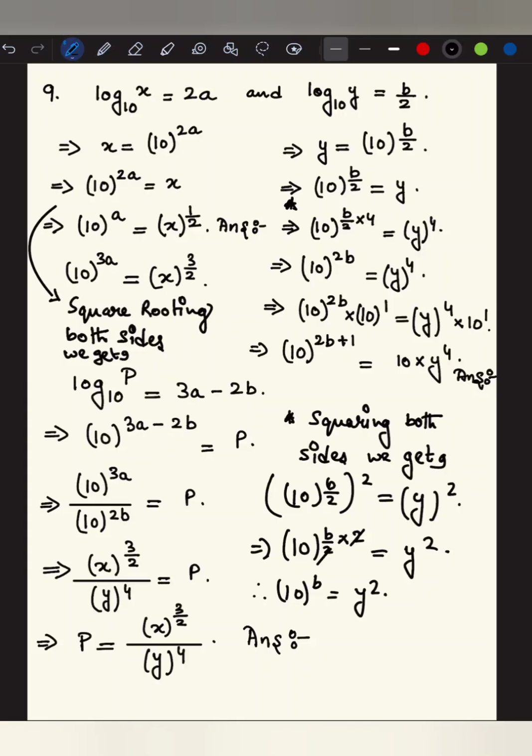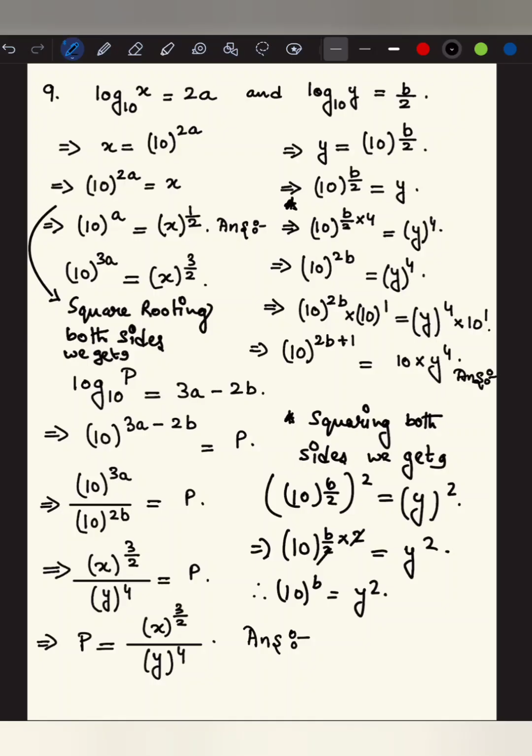But here directly I have done 10 to the power b by 2 into 4. So I have powered it by 4. Why? Because we are asked to find out the value of 10 to the power 2b plus 1. So that is what I have done. So if we are powering it by 4, then this comes up to be 10 to the power 2b, and this becomes y to the power 4.